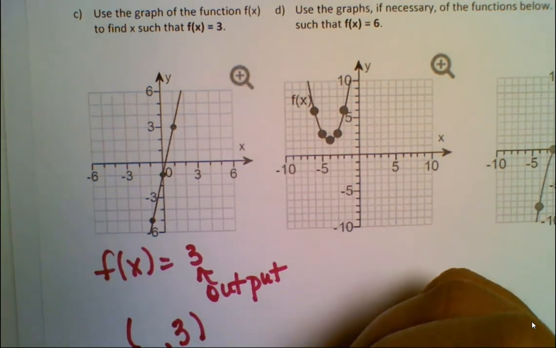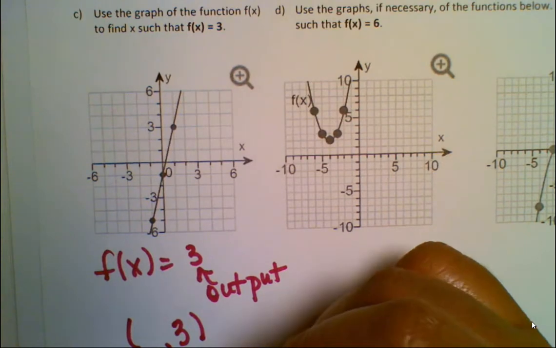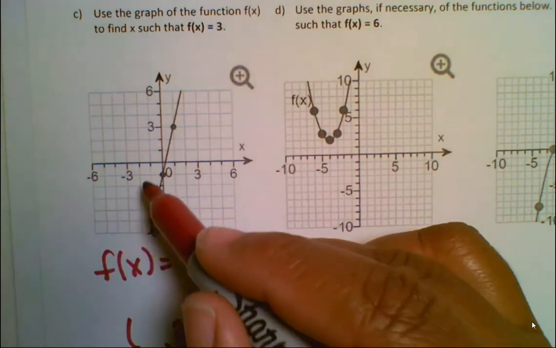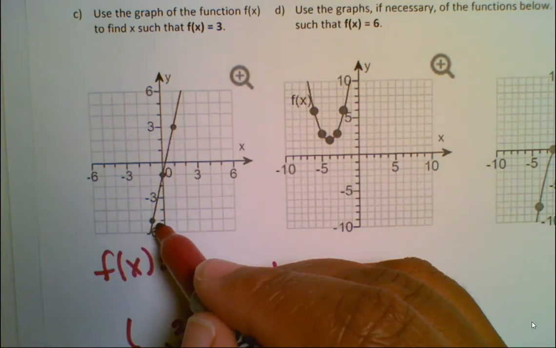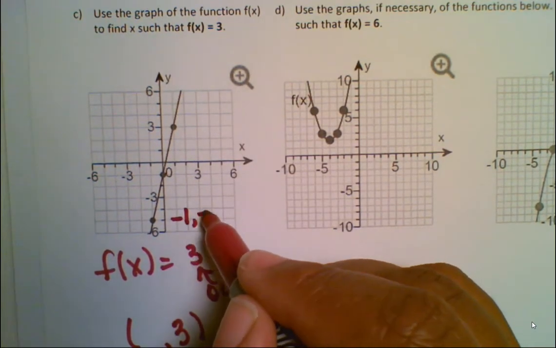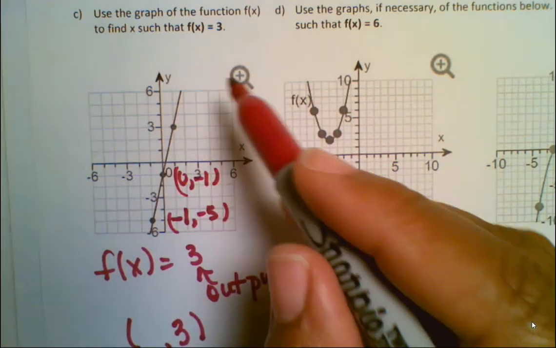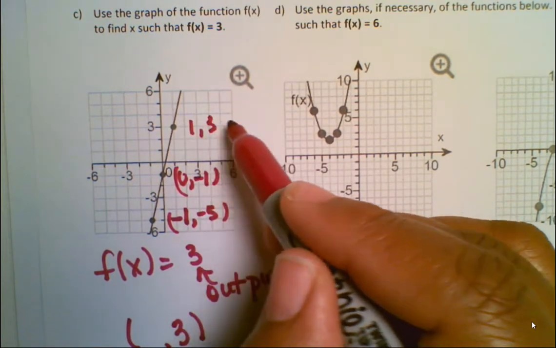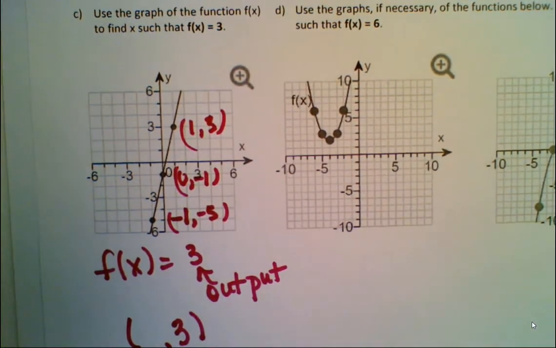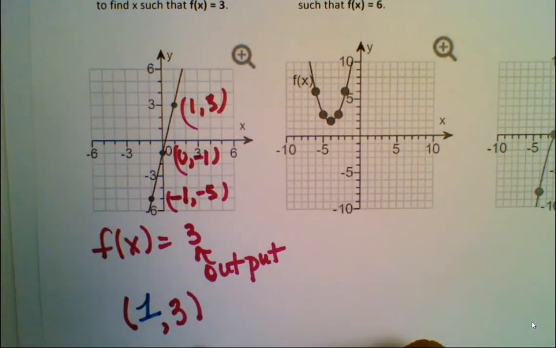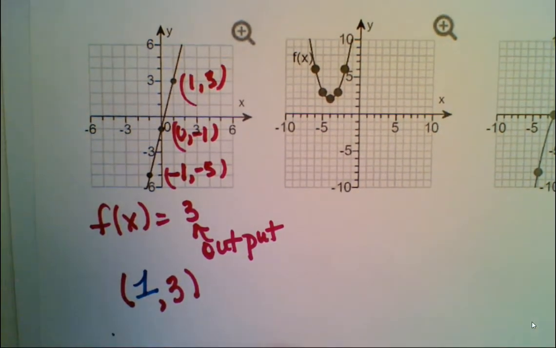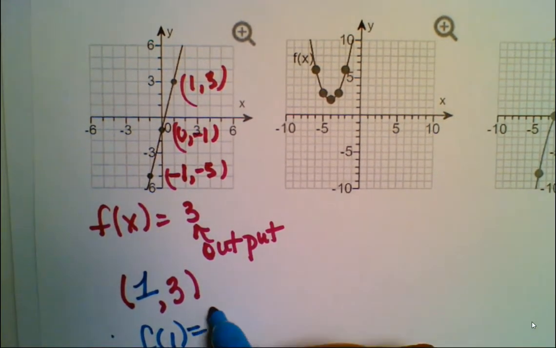So which point has a y coordinate of 3? This first point that I'm pointing to, that ordered pair is -1, -5. The next one is 0, -1. The third one is 1, 3. What is x? X would be 1. So therefore you're saying f of 1 is equal to 3.